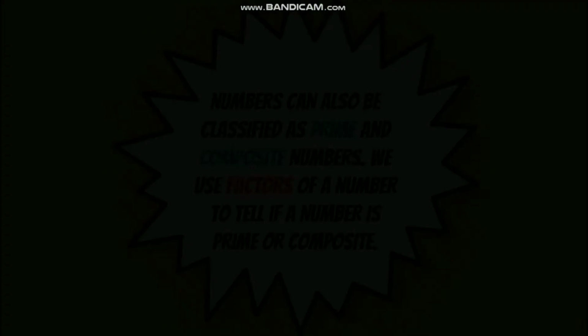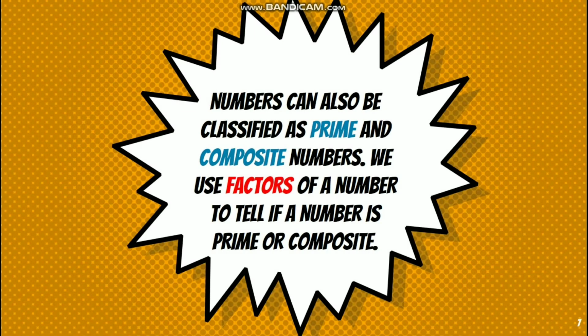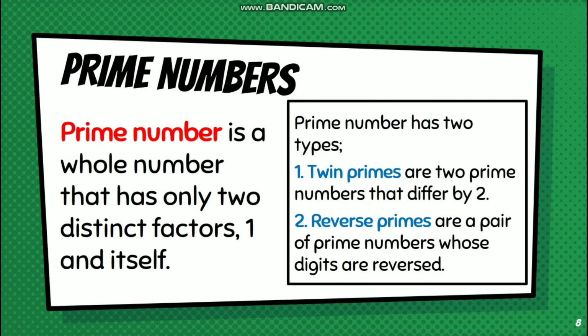Okay? But do you know that numbers can also be classified as prime and composite numbers? We use factors of a number to tell if a number is prime or composite. So let us begin by finding the meaning of prime. Let us find out the difference between prime and composite numbers. A prime number is a whole number that has only two distinct factors, and those are 1 and itself.